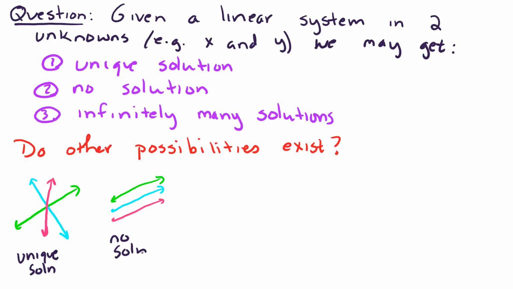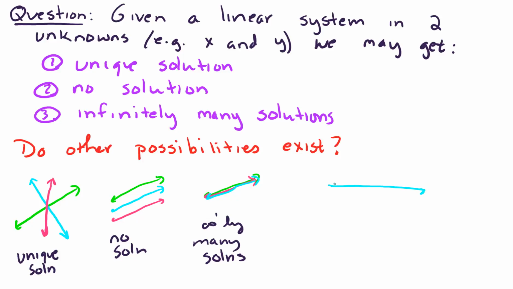And certainly we could get infinitely many solutions. So we could have all these lines lying on top of each other. We could have these lines being collinear. Right, all lying right on top of each other, and this is our infinitely many solutions case. And the question is, are there other possibilities? Well, one possibility that you might be thinking of would be something like this.